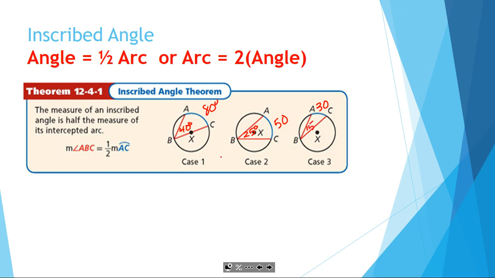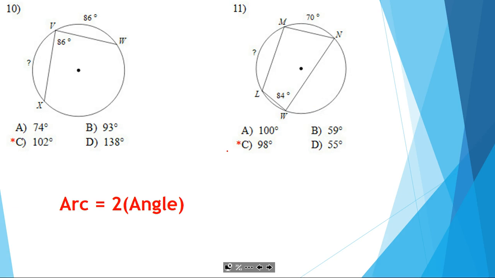So go ahead and look at your problems and let's see if you can figure out which ones have inscribed angles, where the arc is twice the angle, or the angle is half the arc. So these are 10 and 11. Here again, we're going to find this first, which would be 2 times 86, which would be 172. We're going to subtract 72 plus 86 from 360, because the whole circle is 360 degrees.